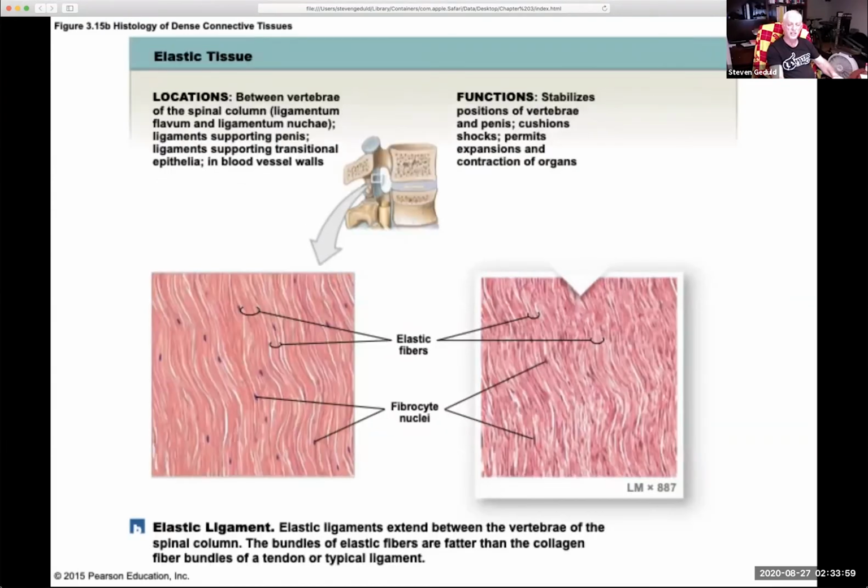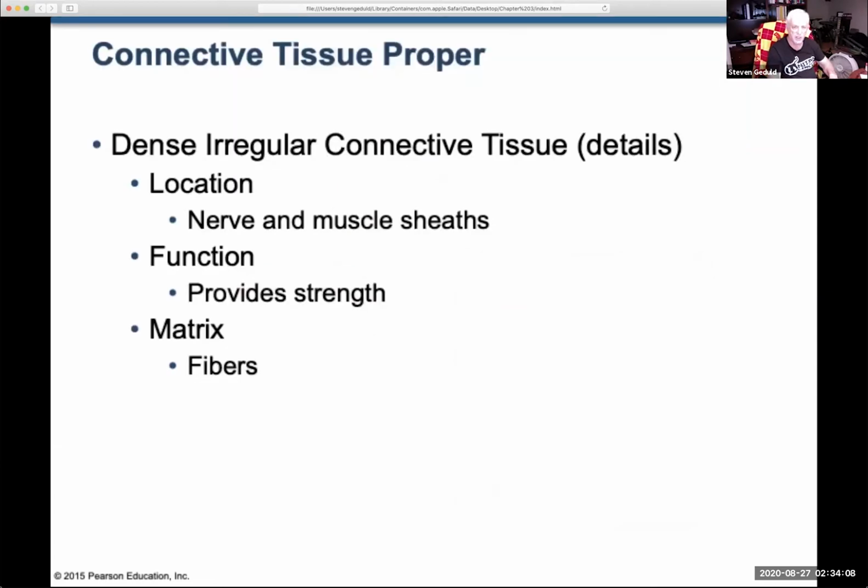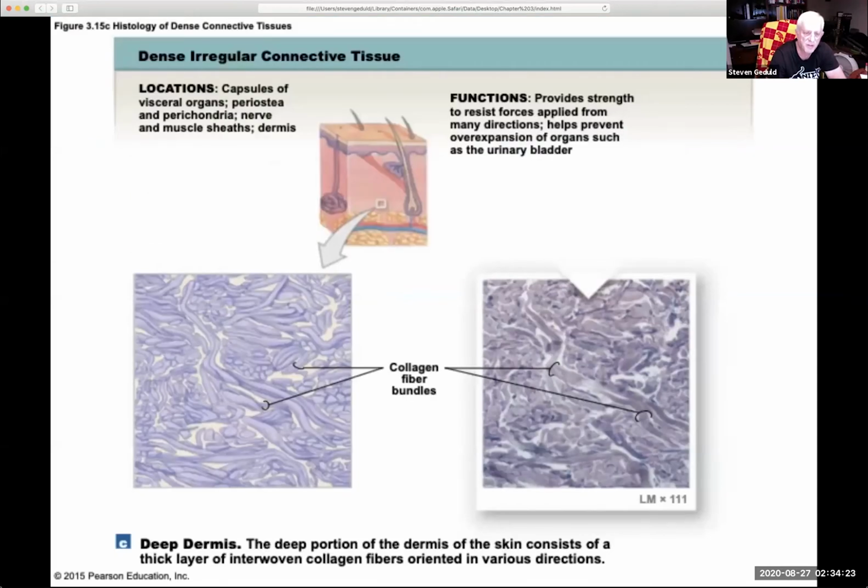Okay, elastic tissues are found between vertebrae, what are called cartilaginous pads, which we'll study as we go along. All right, and now we've got dense irregular connective tissue, and that's found in nerve and muscle sheaths. Sheaths that go around and protect or encompass or encircle the nerve and the muscle, and these provide strength. Okay. We see that collagen fibers are thick fibers, and they provide strength to the muscle and nerve tissues.